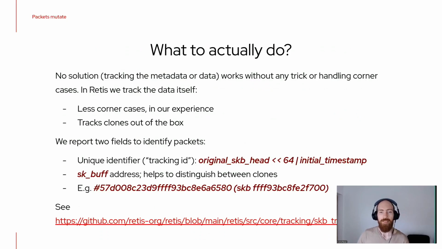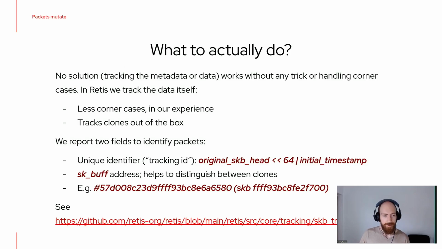So what to actually do? There's no clear solution, all require some tricks. In Retis, we chose to track the data itself because we felt it has more advantages, based on our experience. But your mileage may vary on this. So in practice, we report two fields. One is linked to the data part, and that's what we call our main tracking ID. This is what we use to track packets. So as long as two packets have the same tracking ID, for us, this is the same packet. But we also report one which is linked to the metadata itself, because that will help to distinguish between clones, for example.